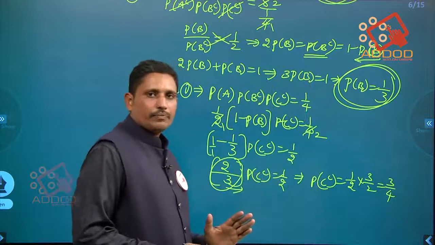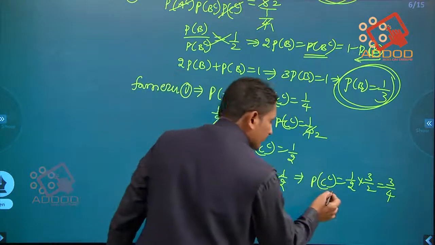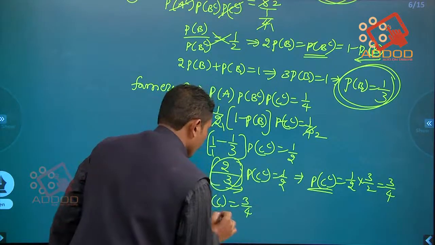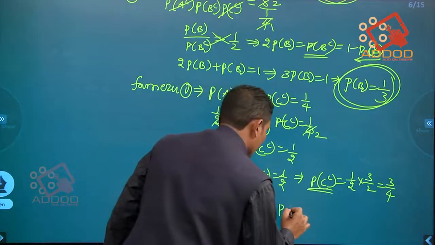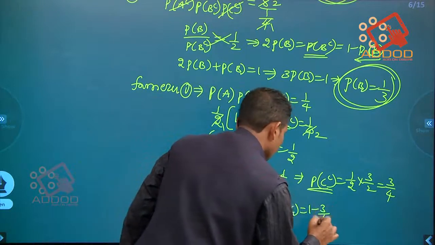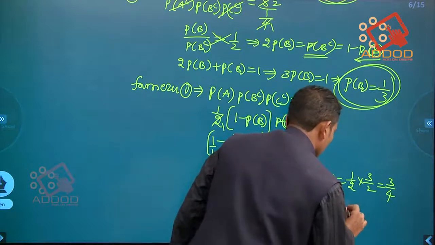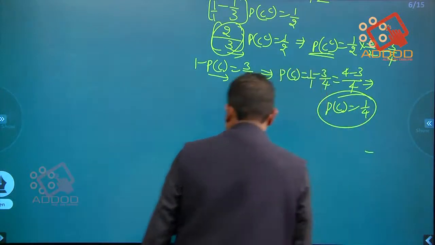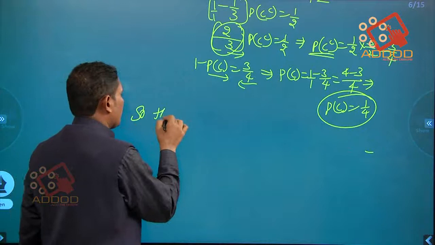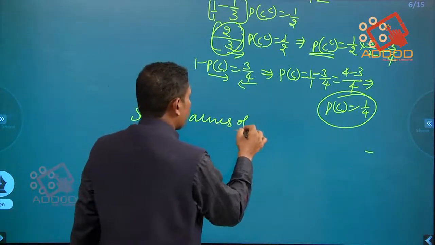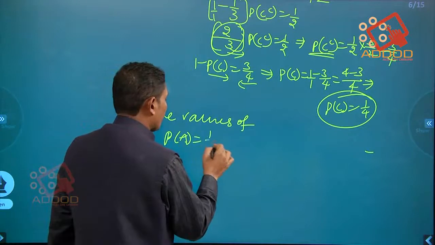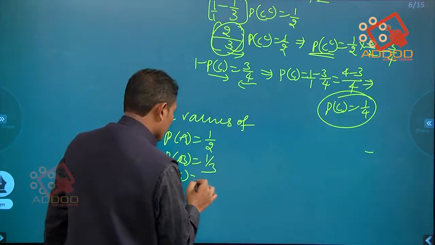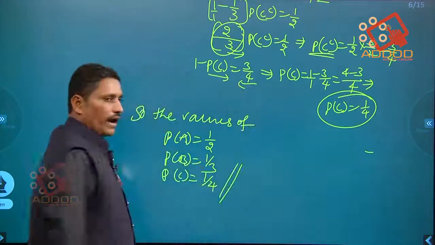But we want only P of C. We want only P of C. Here the P of C complement can be written as 1 minus P of C is equal to 3 by 4. Move to the right side, this moves to the left side. Nothing but P of C is equal to 1 minus 3 by 4. LCM will be taken here, 4. 4 minus 3. P of C is equal to 1 by 4. So finally I can write the total values. So the values of P of A is equal to 1 by 2, P of B is equal to 1 by 3, P of C is equal to 1 by 4. That is the required solution.